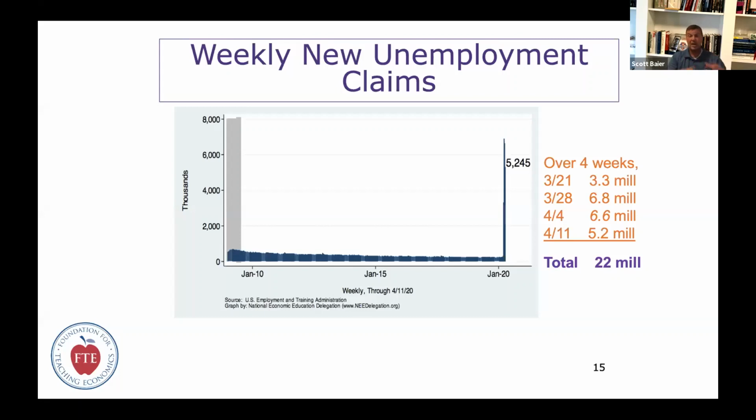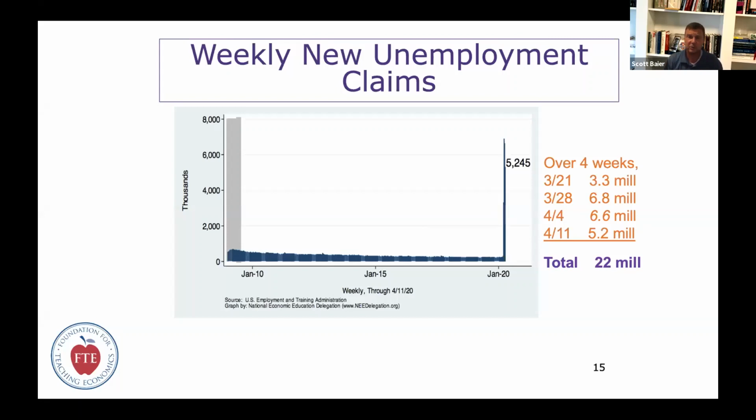So within the course of a month, we've gone from an economy that was around 4%, 4.5% unemployment, to an economy that's around 10 to 12, heading probably to 15 to 18% unemployment. So it's a quite dramatic swing in less than a month's time.